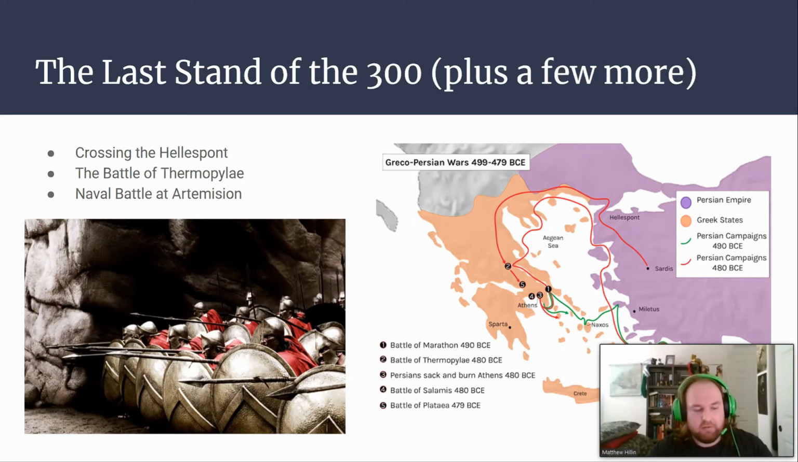Herodotus, the famous historian, who was prone to exaggeration, said that the Persians fielded 2.5 million troops, and then an equal number of support, cooks, attendants, stuff like that, so much so that it would drink entire rivers dry. Now, this is probably not true. However, the army was still massive. They think conservative numbers are about 200 to 300,000.